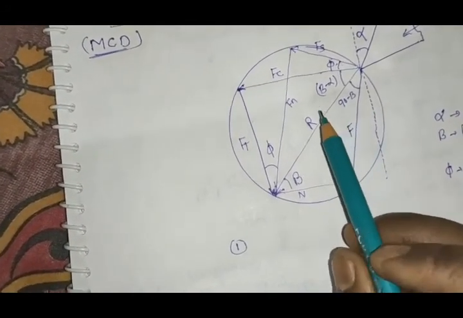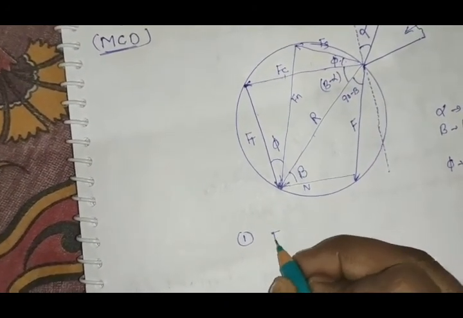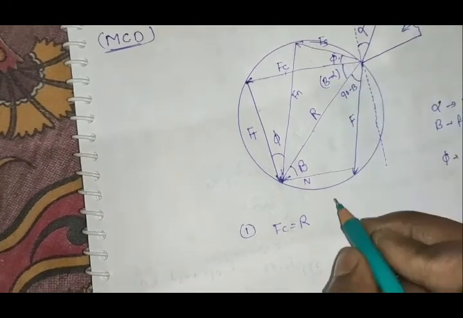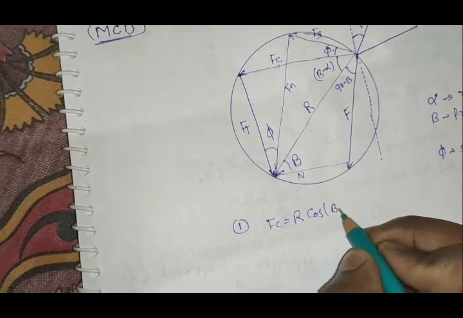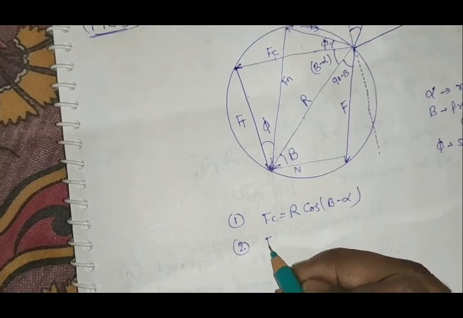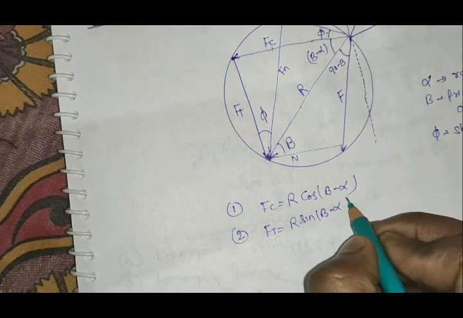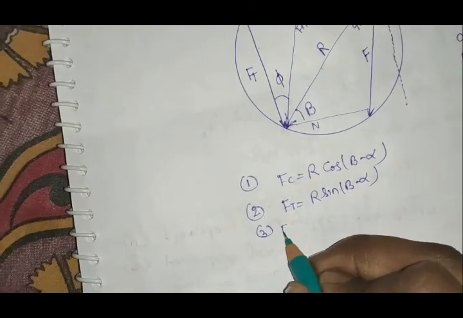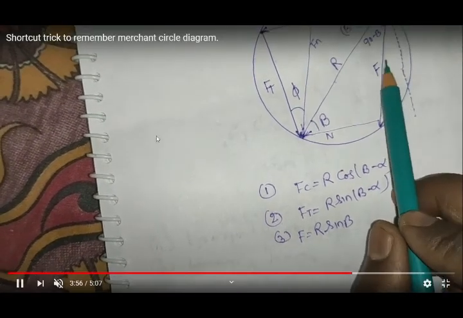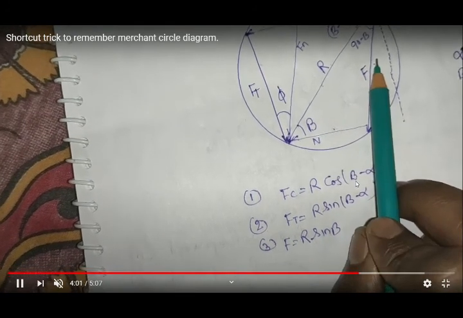And to meet the other end of the circle at E, which measures the vertical component of the cutting force Ft, and join EC, the horizontal component, Fc, the cutting force. Here Fc is equal to R cos (beta minus alpha), Ft is equal to R sin (beta minus alpha), F is equal to R sin beta. Beta is the friction angle.